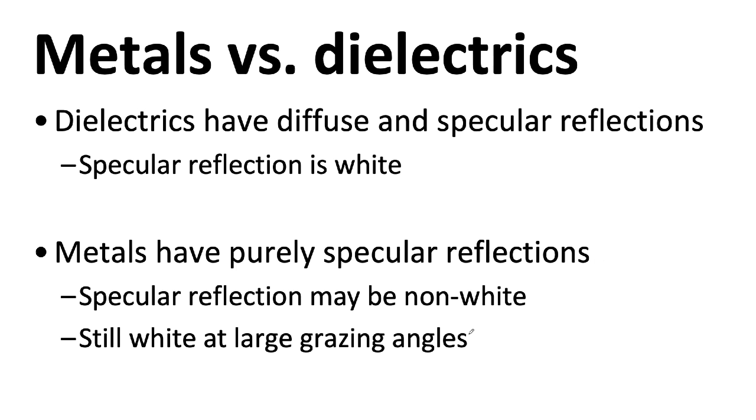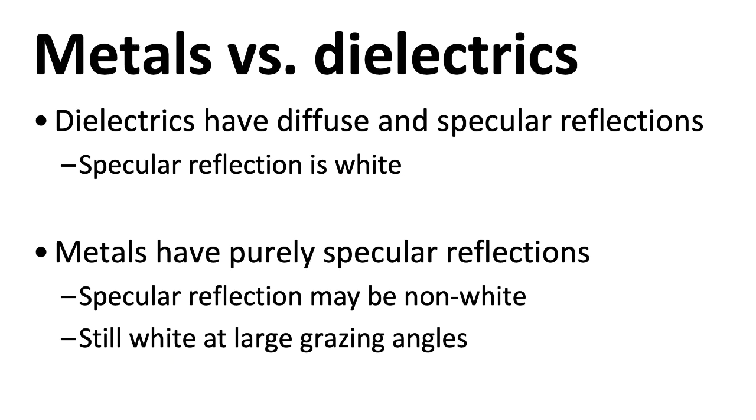Metals, on the other hand, can have specular reflections that have a color tint to them, particularly if you're looking at them head on. However, as you look at them at larger and larger grazing angles, they will increasingly look like they are the color white, just as is the case with diffuse reflections.